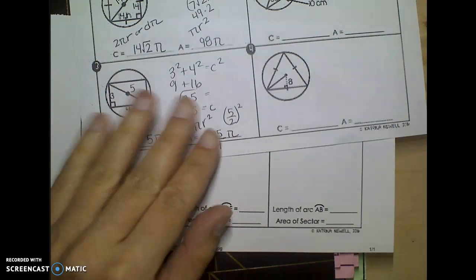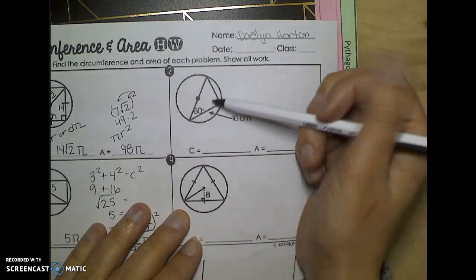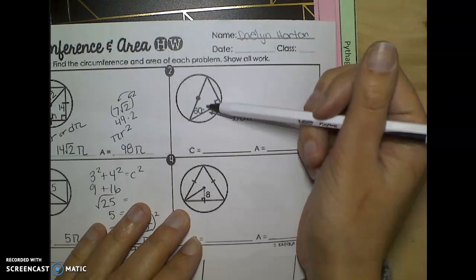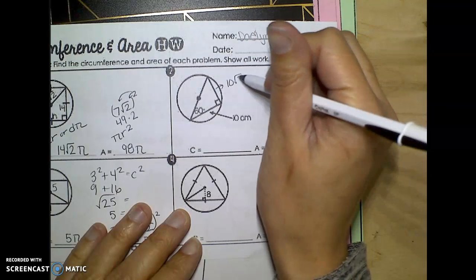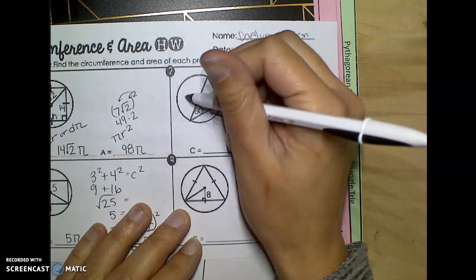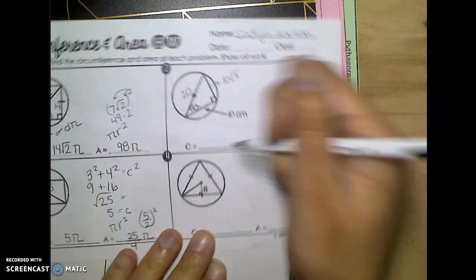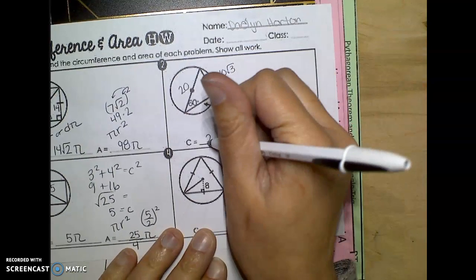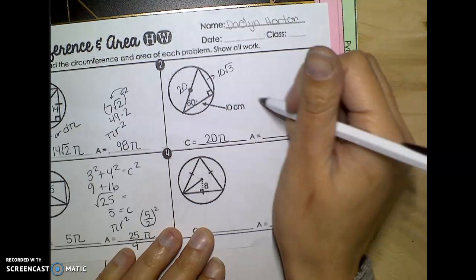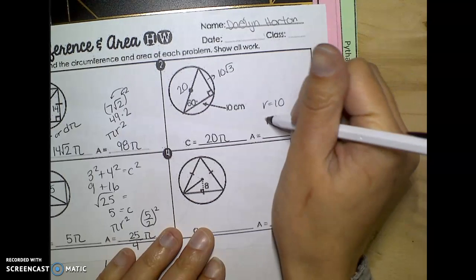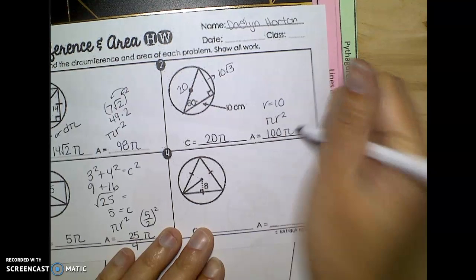Okay. Now this other one in the corner is a 30, 60, 90, and I know that the short side, because it's across from 30, is 10, which means that the long side would be 10 root 3, and my hypotenuse would be 20. So since the hypotenuse is 20, your diameter is 20, so circumference is 20 pi. Since the diameter is 20, the radius is 10, so when I do area pi r squared, I do 100 pi.